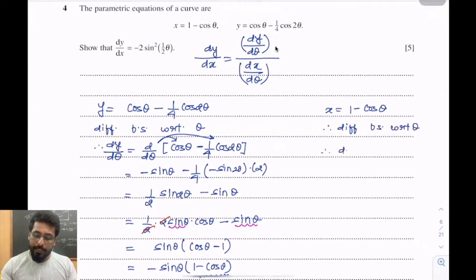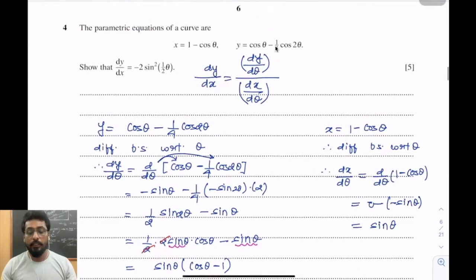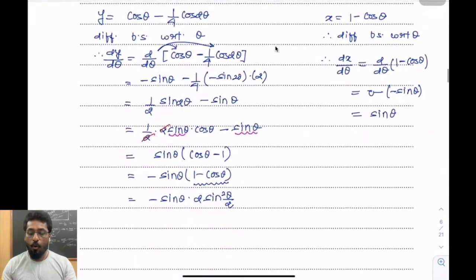So I get dx upon d theta is equal to d by d theta of 1 minus cos theta. What's the derivative of 1? It's going to be 0. Then a negative sign. What's the derivative of cos theta? It's going to be minus sine theta, right? It's a standard function. So the answer is simply sine theta. That's dx upon d theta.